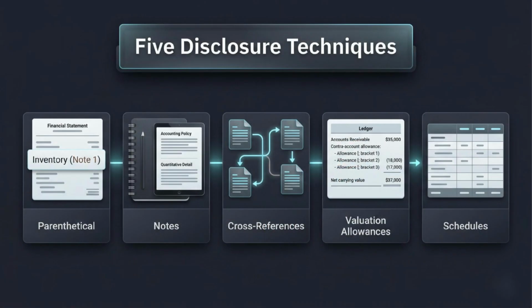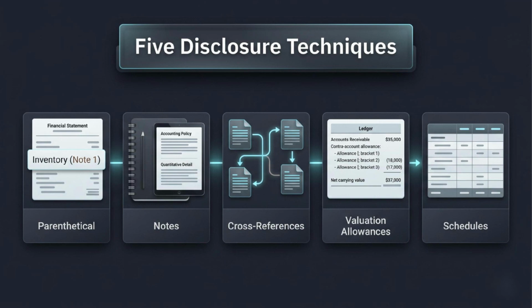ASC 235 discusses several disclosure techniques, and each technique serves a different purpose. Parenthetical explanations are short facts placed directly beside a line item. Notes provide more detailed explanations. Cross-references connect related items across statements or note sections. Valuation allowances show how gross amounts are adjusted to net carrying amounts. Supporting schedules organize complex details in a readable table.